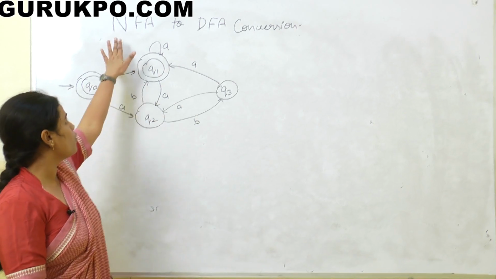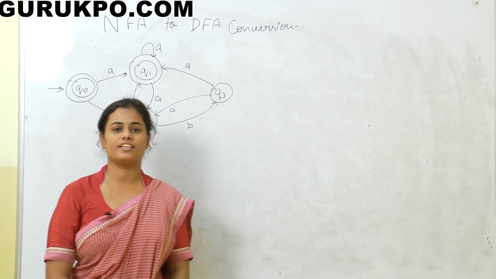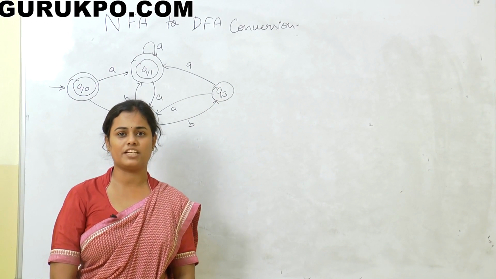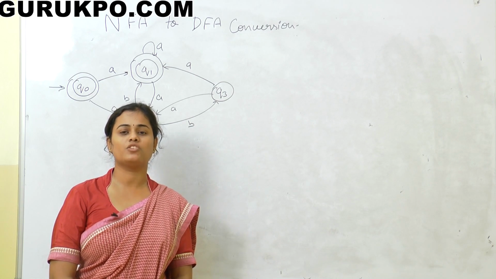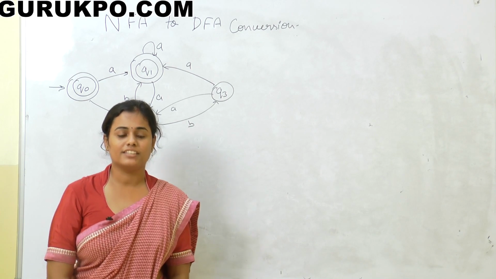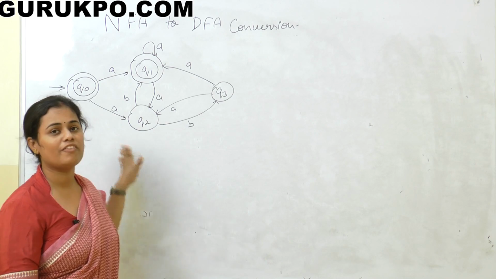First of all, we should know what is NFA and what is DFA. NFA stands for non-deterministic finite automata. Finite automata is an automata in which no manpower is required. This is a finite, limited amount of information that we are retrieving from the finite automata.